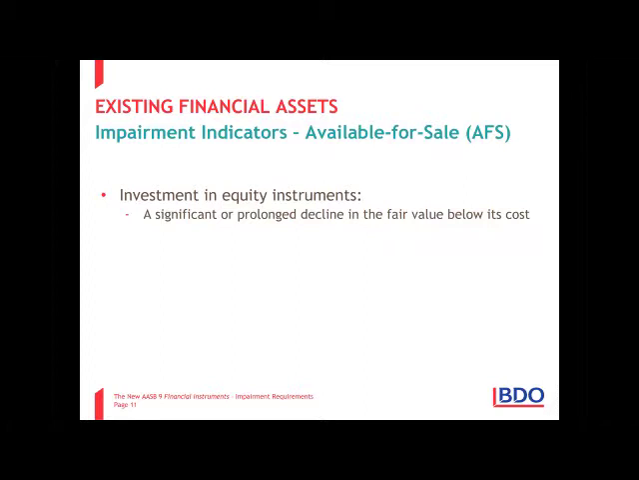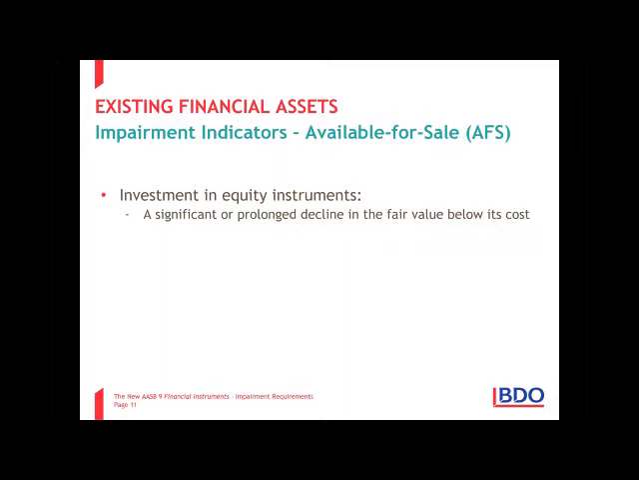So if your original cost was 100, your fair value is now 50. The question: is that 50 significantly below the original cost of 100? Or even if it's 90, is it prolonged below cost? So it's significant below cost, or, very important, prolonged below cost. Now, there are no hard and fast rules in AASB 139 on when it would be significant below cost or when it would be prolonged below cost.